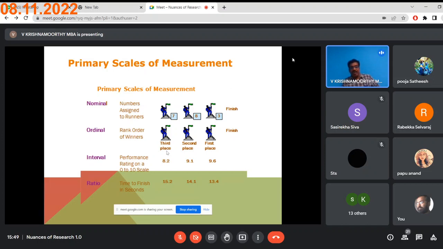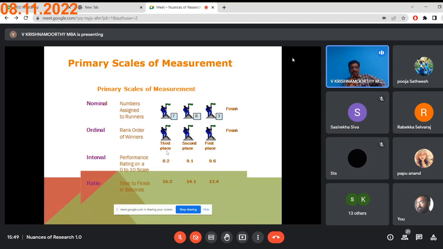Let's take quantitative data. Quantitative data can be collected only through the scale. If you take a scale questionnaire, normally we use four different types of scale. One may be nominal scale, another one may be ordinal scale, another one may be interval scale, another one may be ratio scale.